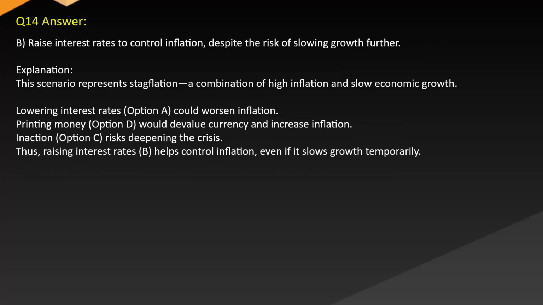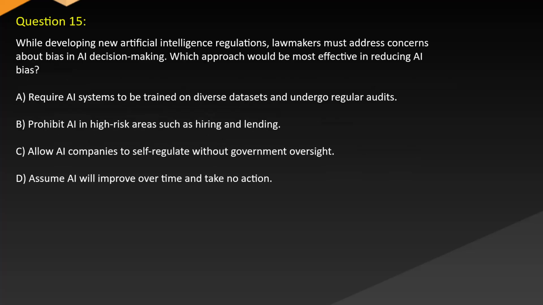Answer: B. Raise interest rates to control inflation despite the risk of slowing growth further. Explanation: this scenario represents stagflation, a combination of high inflation and slow economic growth. Lowering interest rates, option A, could worsen inflation. Printing money, option D, would devalue currency and increase inflation. Inaction, option C, risks deepening the crisis. Thus, raising interest rates, B, helps control inflation. It slows growth temporarily.